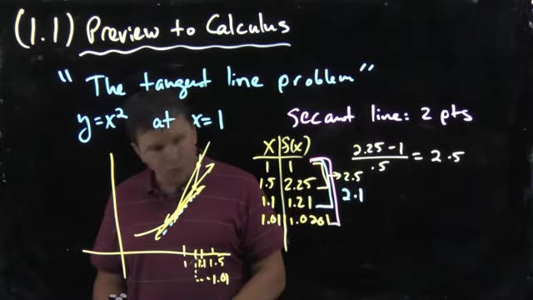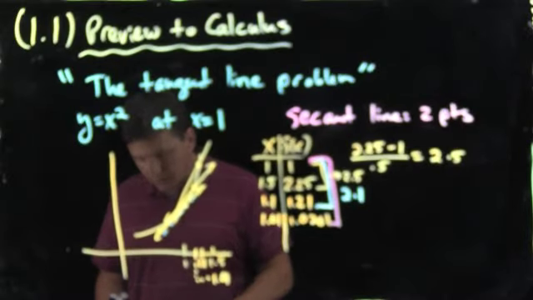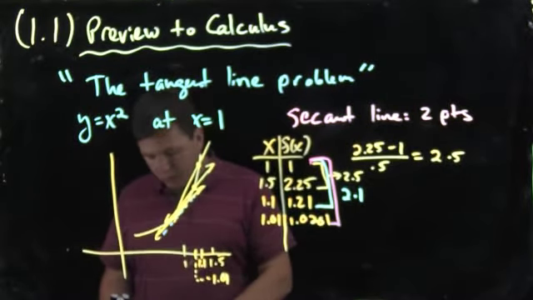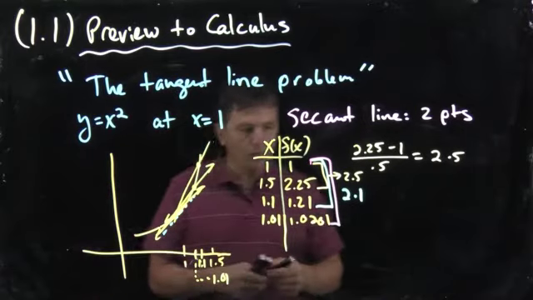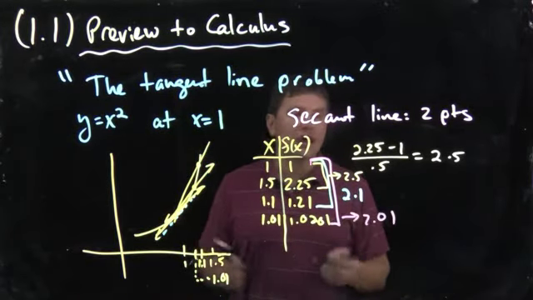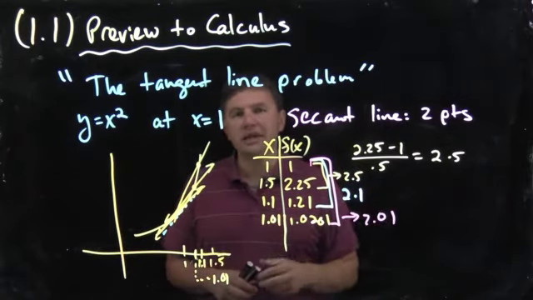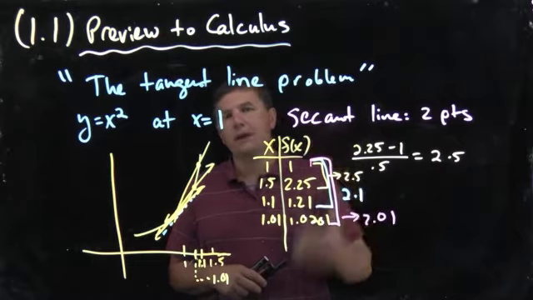So minus 1 divided by 0.01, and we get 2.01. I'm not even going to try to do the next one, but basically each one of these approximations is getting better and better and better and better.